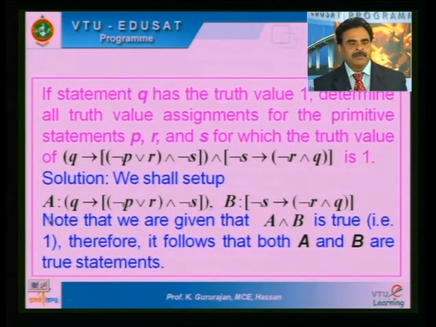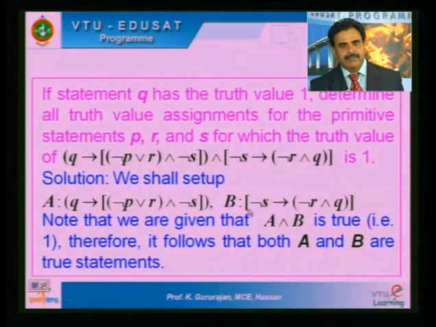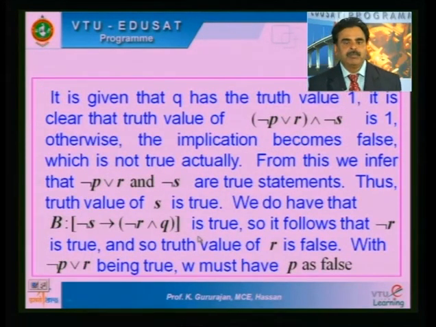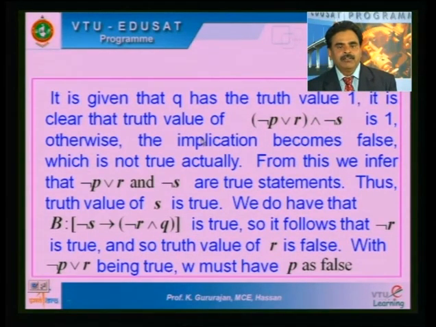Okay. Now, to simplify this problem, let us consider this formula as A and consider this formula as B. So, symbolically, we can write this statement as A and B. Now, we are given that A and B is true. When is A and B true? Only when both A and B are true. Consider this statement as A, consider this statement as B. A conjunction B is true. 1 means true. Only when both A and B are true. Okay. Right.